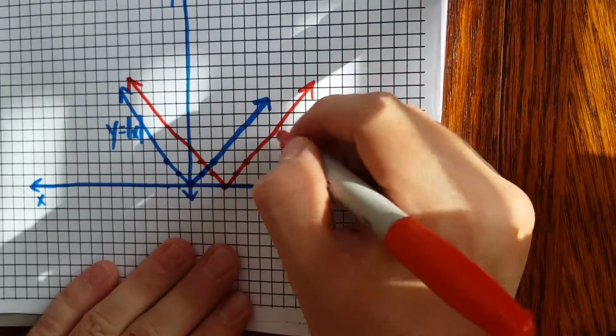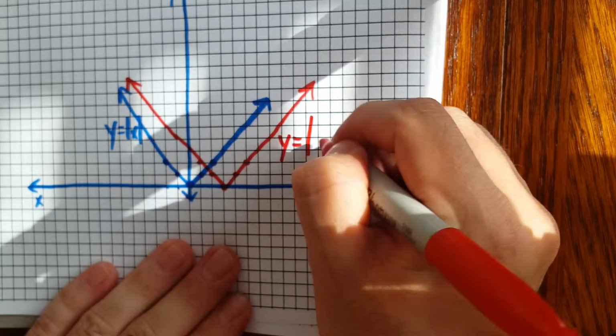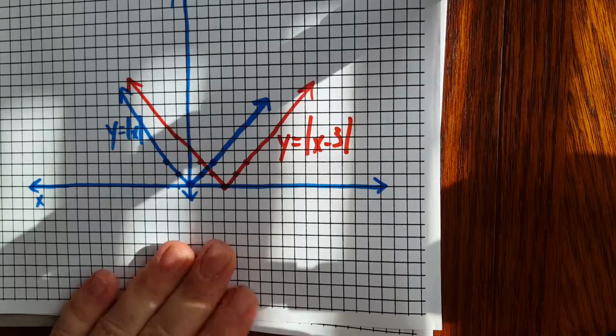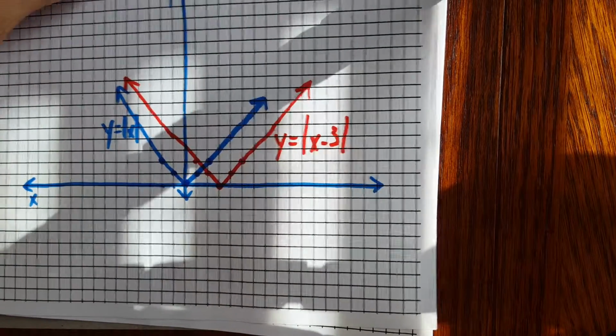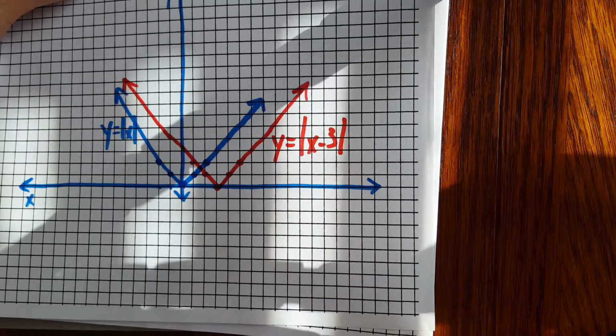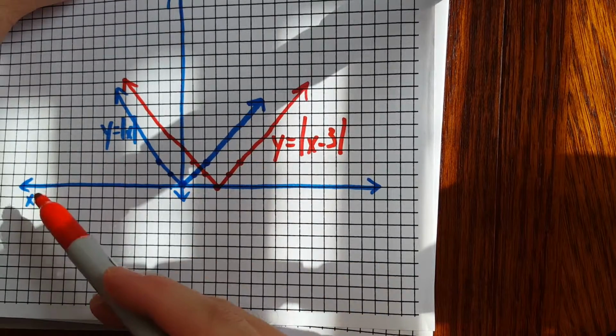But that's it. So this is now the graph of y equals the absolute value of x minus 3. That's all you have to do for those problems that look like this. Just take your whole graph that you found and shift it. Because it was minus, you're going to shift to the right. If it were plus, we would have been shifting to the left, but it wasn't.